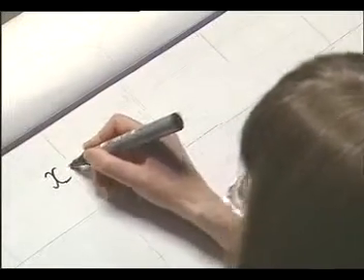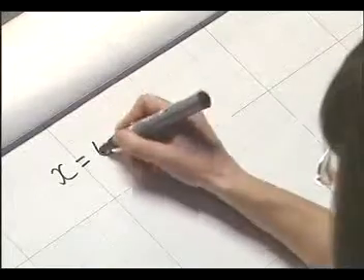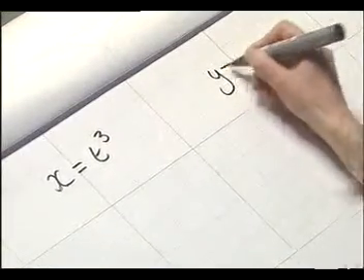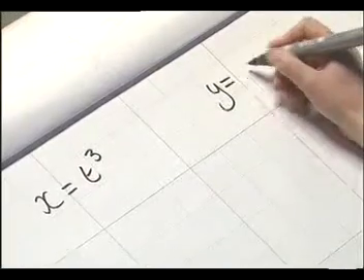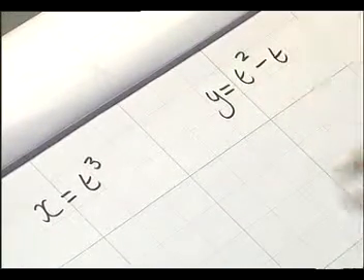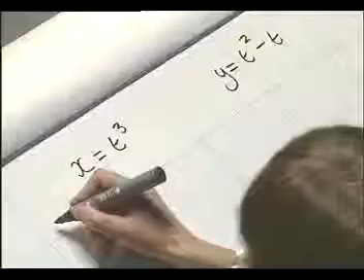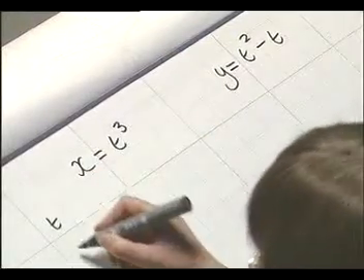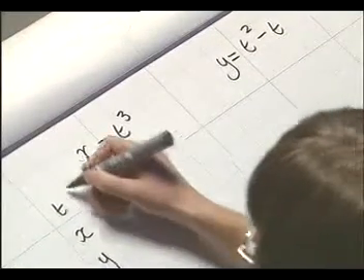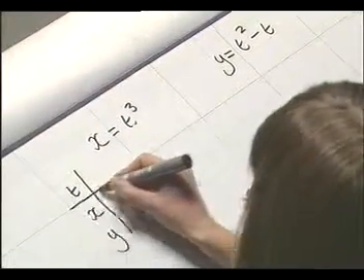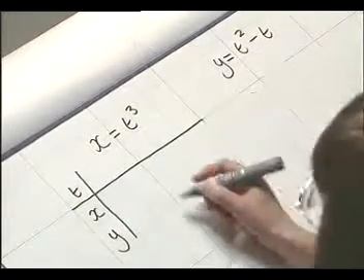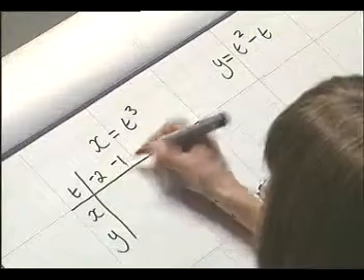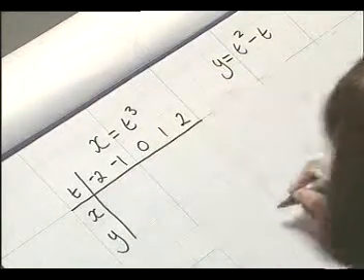Let's look at another example. This time, our parametric equations are x equals t cubed and y equals t squared minus t. So let's have a look at what this curve looks like before we differentiate and find the gradient function. So we're going to substitute for some values of t again to work out some values of x and y so that we can plot the curve. Let's take values of t from minus 2 through to 2.